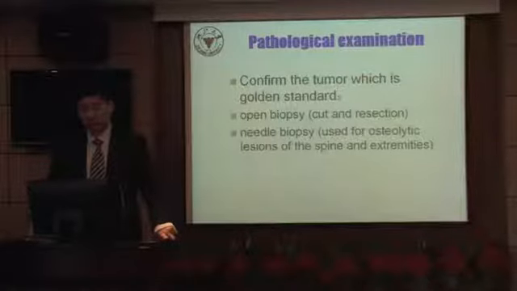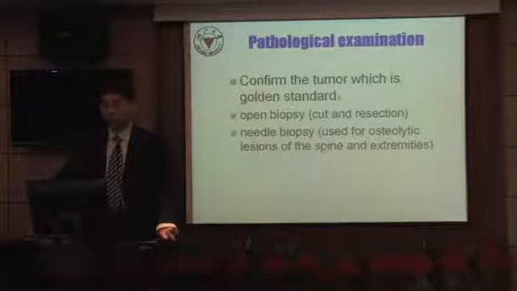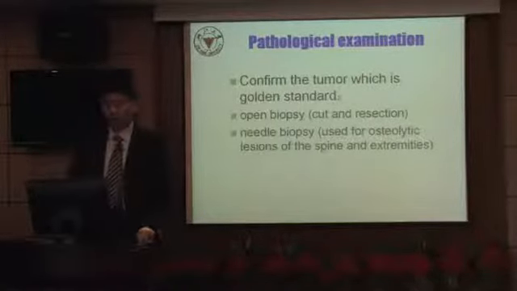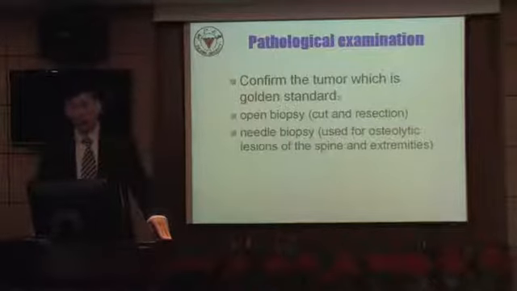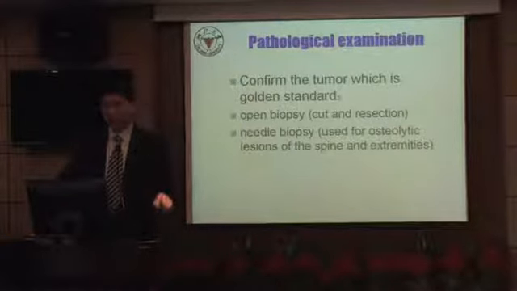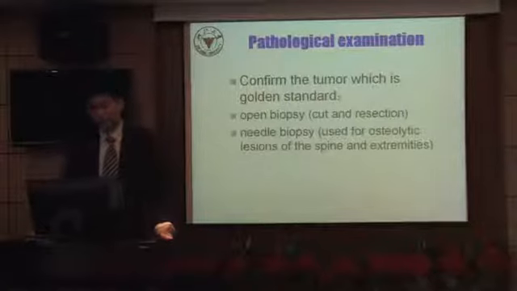We have a golden standard for bone tumors, and we want to confirm the tumor by doing a pathological examination. It can be done by open biopsy, or you can do a resection. We have to do a needle biopsy for osteolytic lesions of the spine and the extremities.